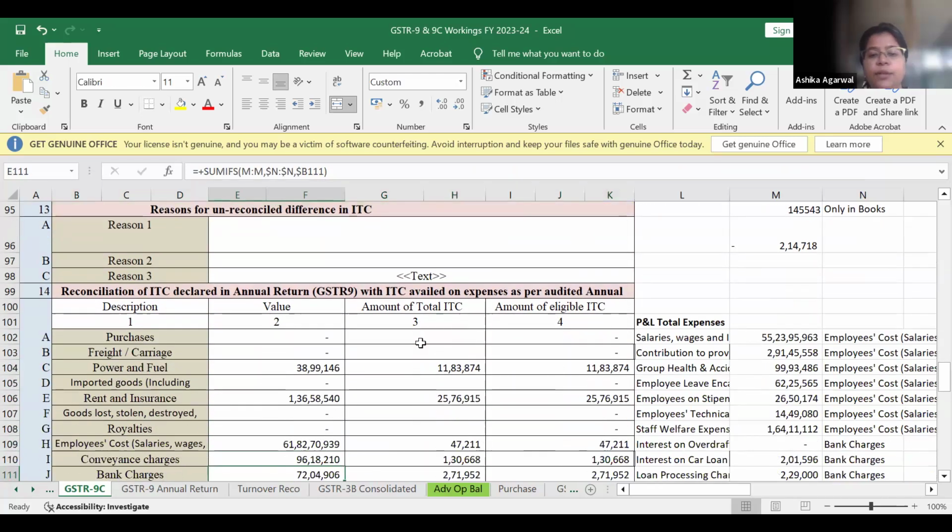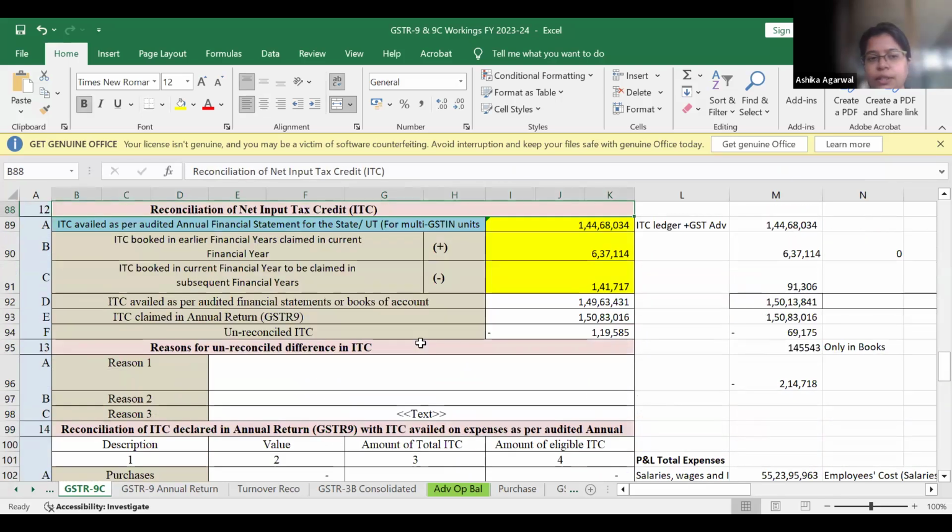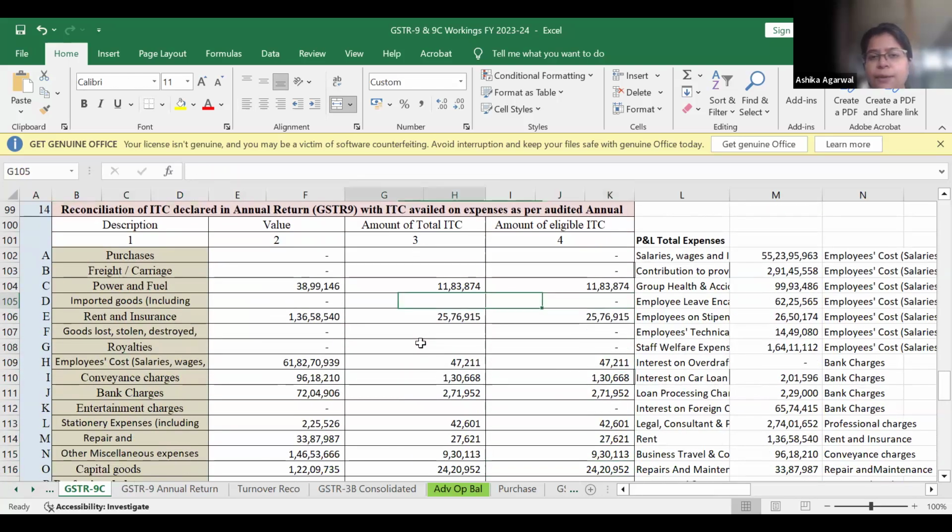Now there is one table 14. Now table 12 is a mandatory field. There is no option. Earlier 12B and C were optional. I am talking about 21-22. From 22-23, it is mandatory. So you have to report brought forward and carry forward. Now coming to table 14.